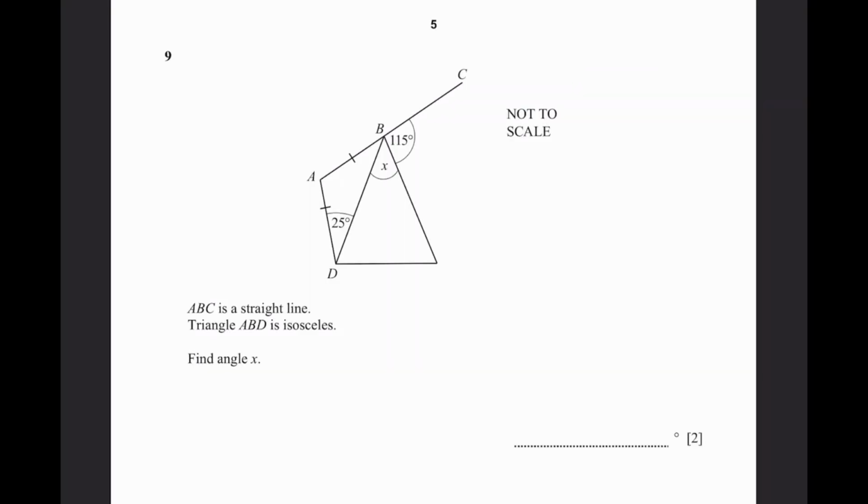ABC is a straight line. Triangle ABD is isosceles. Find angle X. So AB is equal to AD, which means this angle is equal to this angle. So this angle is 25 degrees.